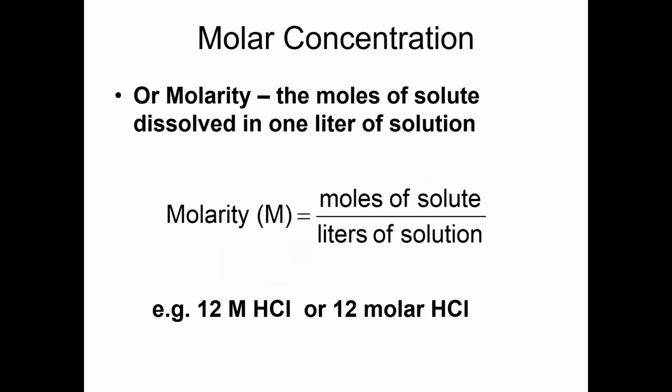Okay. So chemists like to report their concentrations in molarity. Molarity is abbreviated with a capital M. So if I have a 12 M solution of HCl, hydrochloric acid, that is referred to as 12 molar hydrochloric acid. That means I have 12 moles of hydrochloric acid dissolved in 1 liter of solution.